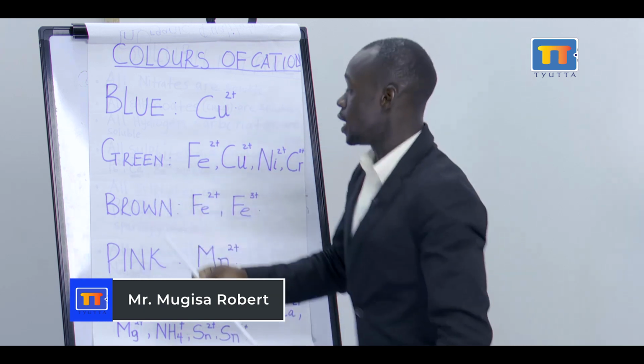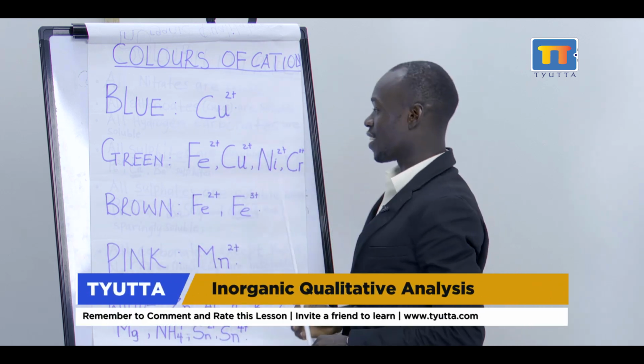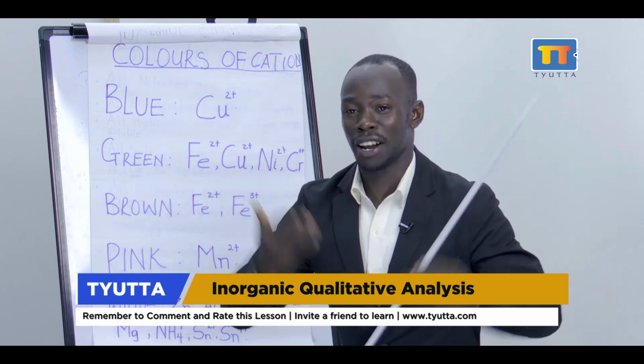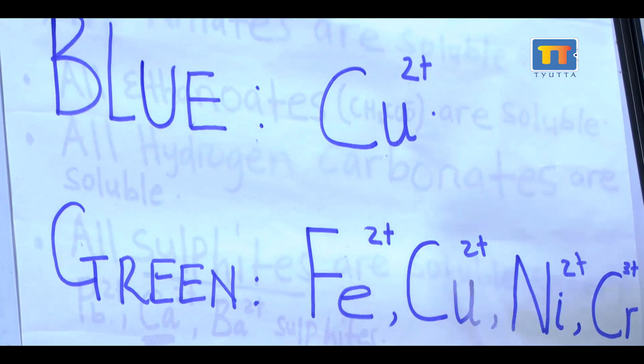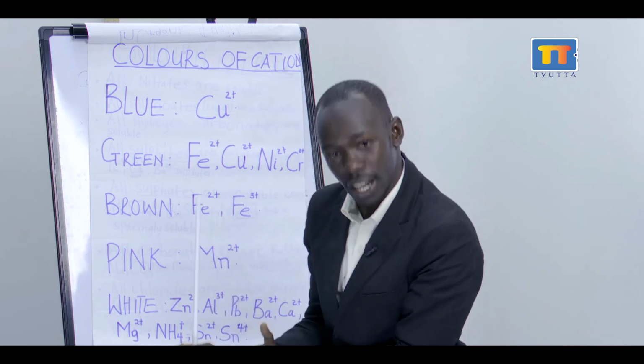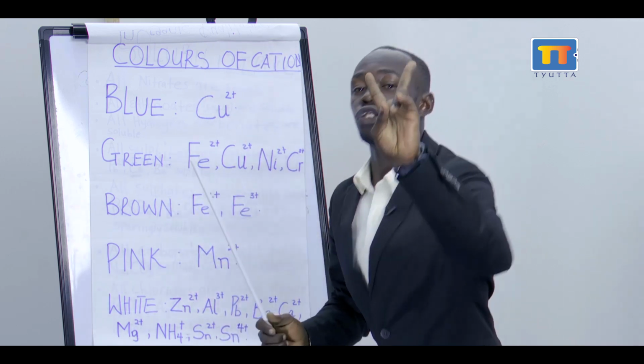Then number 2 is the green color in the laboratory. Whenever you look at a green color in the laboratory, you have to get to know that green color means a lot of cations. One of them is iron 2 ions. Another one is copper 2 ions. Copper 2 has come back again. So copper 2 has got the green color and the blue color. Now you can ask yourself why. Some of the salts of copper are green in color while others are blue. That's why it has got 2 colors.